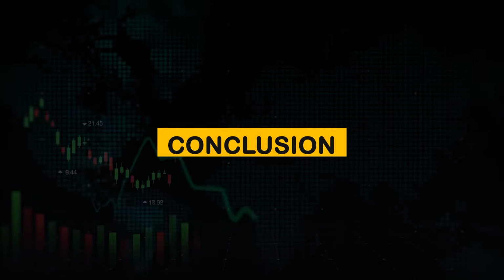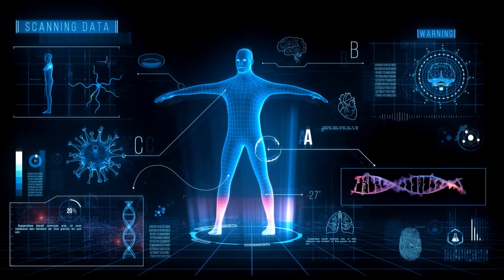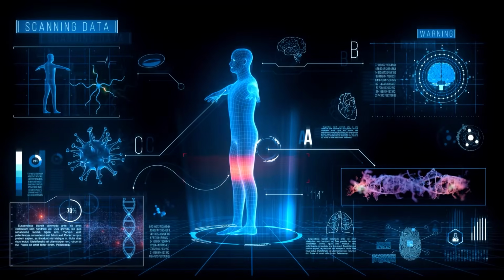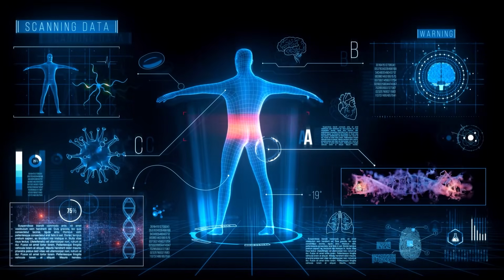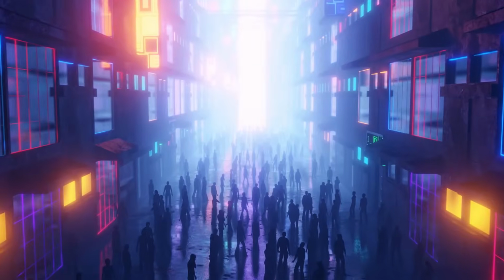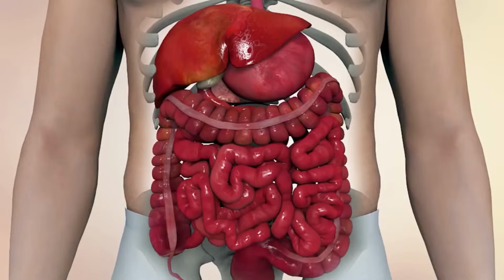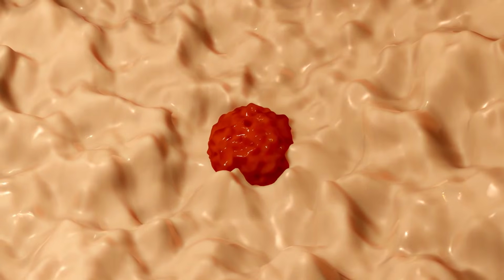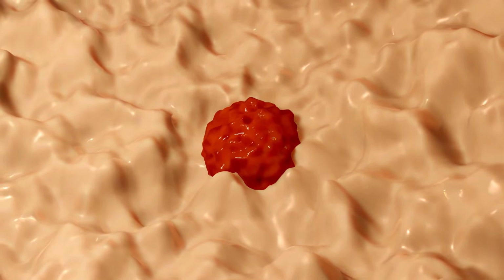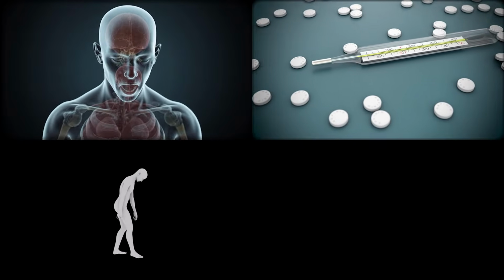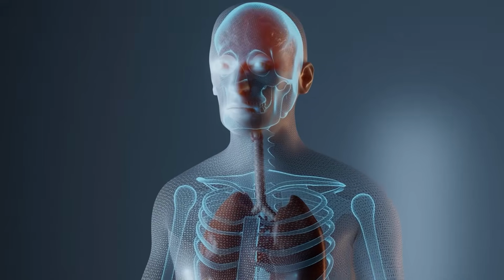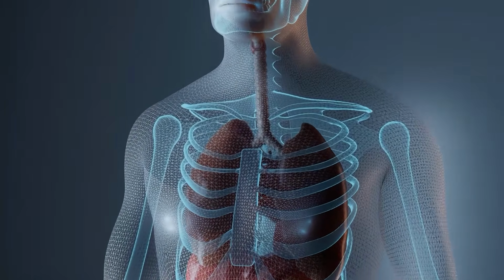Conclusion. Tuberculosis is a serious but preventable and curable infectious disease caused by Mycobacterium tuberculosis. It spreads through the air and primarily affects the lungs but can damage multiple organs. The disease can remain dormant for years before becoming active. Symptoms include persistent cough, fever, night sweats, and weight loss. TB affects the lungs by destroying tissue and impairing breathing.